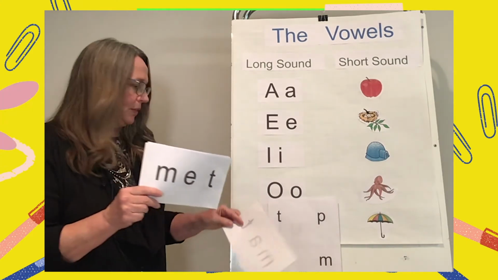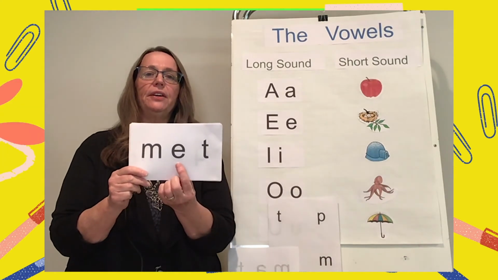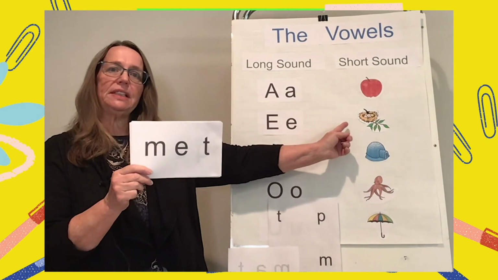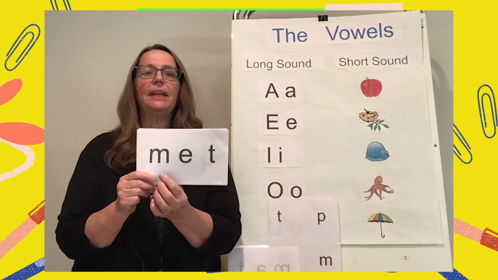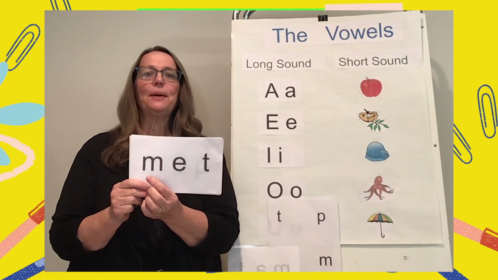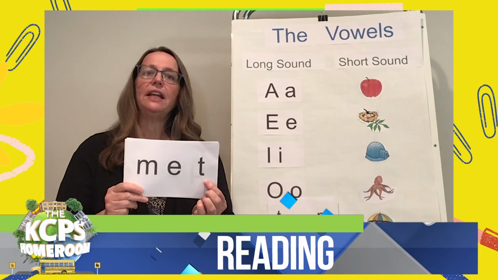Let's try that again with a new word. Now we have this letter in the middle. We go back to our chart and we know it's going to say eh. So we're going to segment out the sounds. Eh, t. Now you do it.